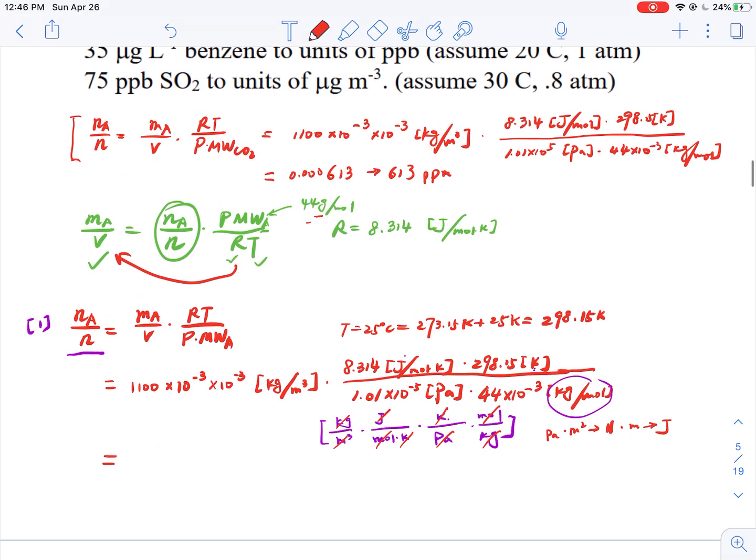So now if you use a calculator to plug in everything, we have to make sure that everything uses a standard unit, okay? Otherwise, you will not be able to get the correct answer.